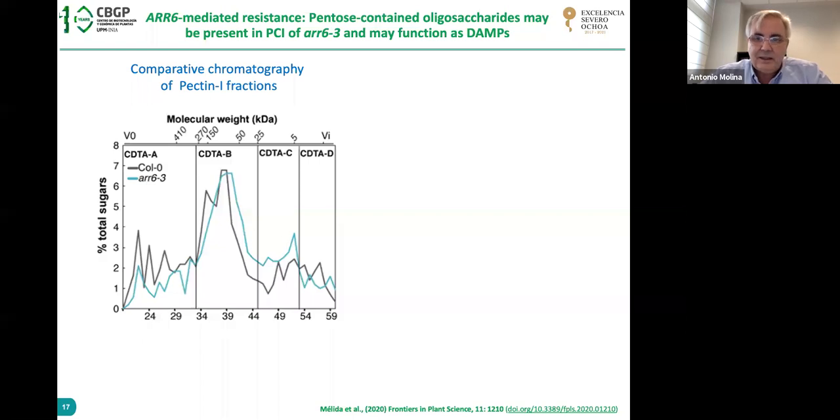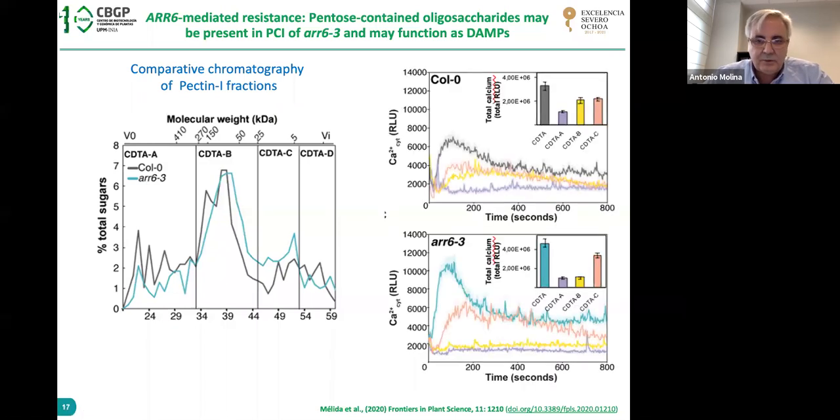And we started with a very difficult task, which was to try to reduce the complexity of the pectin 1 fraction by using chromatography filtration. And we obtained different subfractions of this pectin fraction from the wild type plant and the mutant. The D subfraction is just the salts of the extraction, so we just ignore this.